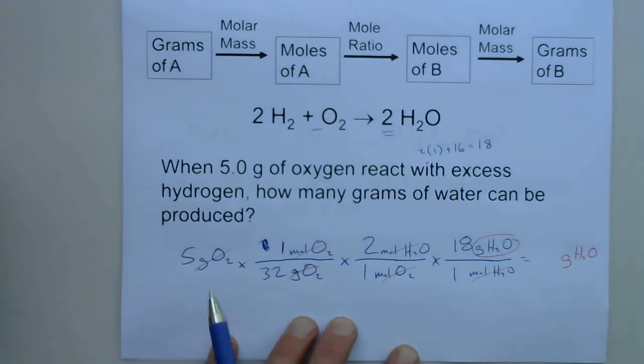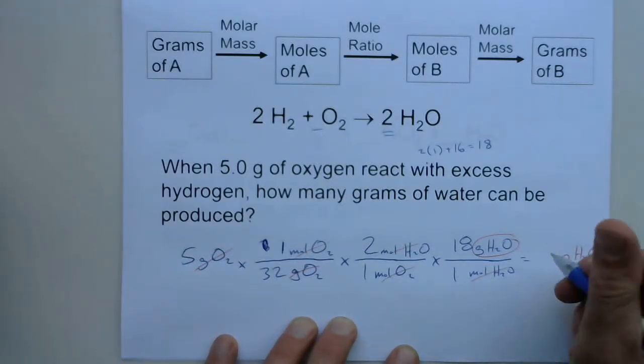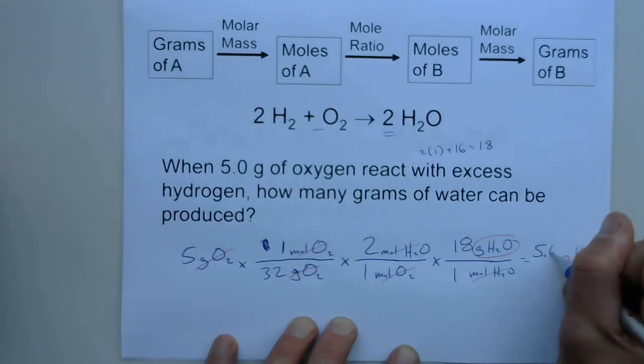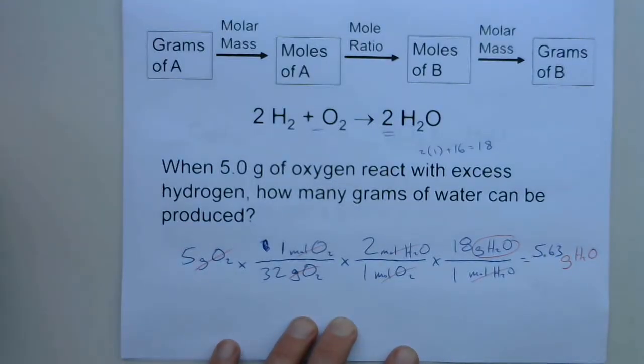When we do that in our calculator, remember you're multiplying everything that's on the top, dividing by everything that's on the bottom. It doesn't matter what order it's in. Some people like to go 5 times 1 divided by 32 times 2 divided by 1 times 18 divided by 1, or you could do all the multiplication across the top first and then all divide by everything that's on the bottom. Doesn't make a difference. Either way, you're going to get 5.63 grams of H2O.